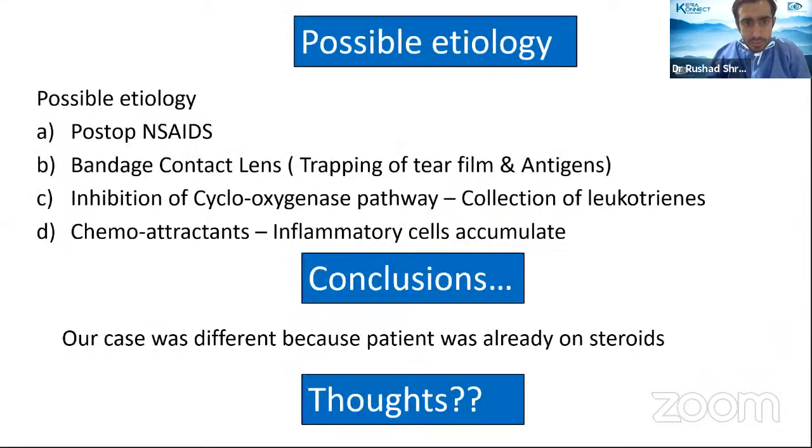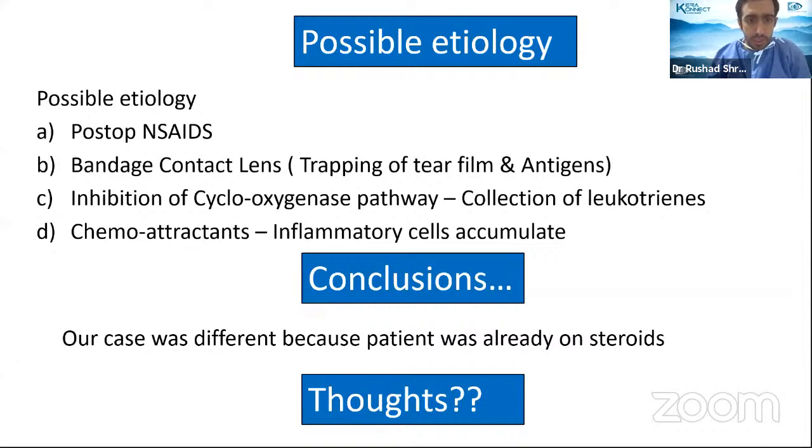Next slide, please. So with this in mind, we made a diagnosis of peripheral infiltrative keratitis. There are a few reports of this. It's been reported post PRK as well as post C3R. One of the etiologies suggested was NSAIDs affecting the lipoxygenase pathway, as well as the trapping of tear film antigens by the bandage contact lens. However, this patient was different because we hadn't placed a BCL following the procedure.